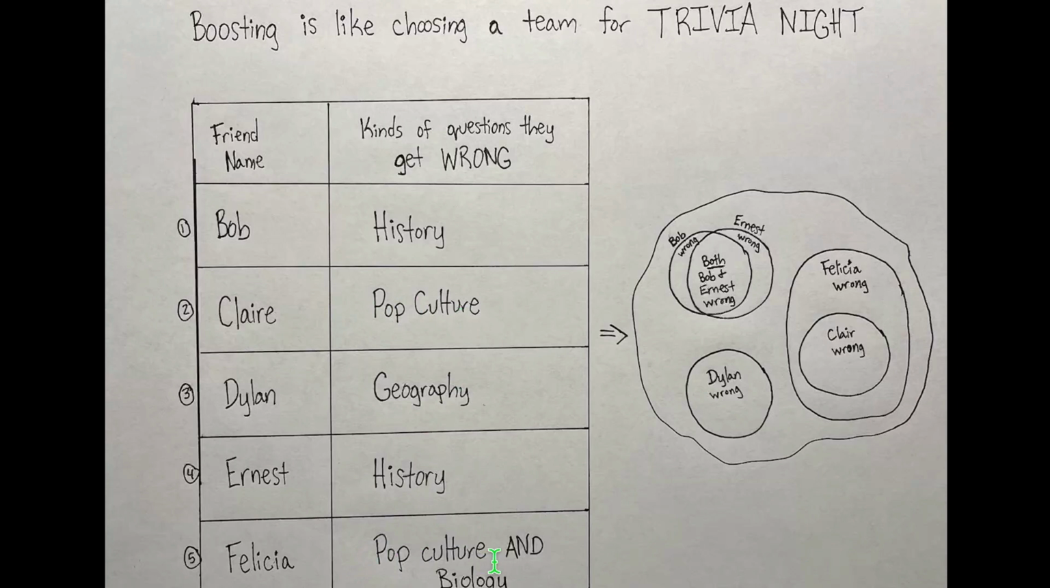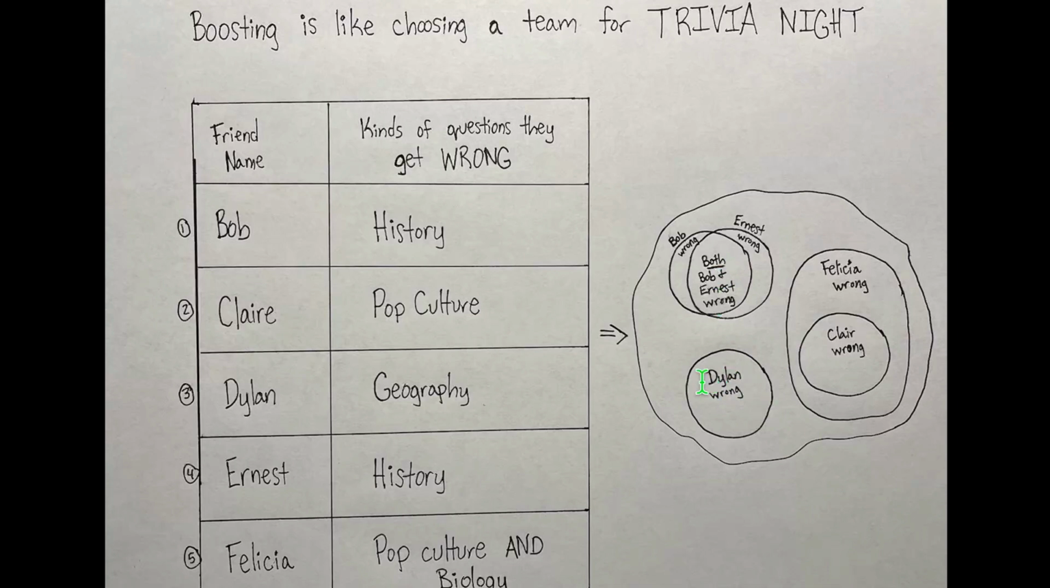Felicia's also bad at pop culture, but she's also bad at biology. So every one of the pop culture questions that Claire gets wrong, Felicia seems to get wrong, but Felicia also misses the biology questions. So this is a pictorial representation of this table. And when you look at it in this way, it's kind of clear how you should pick your trivia team.